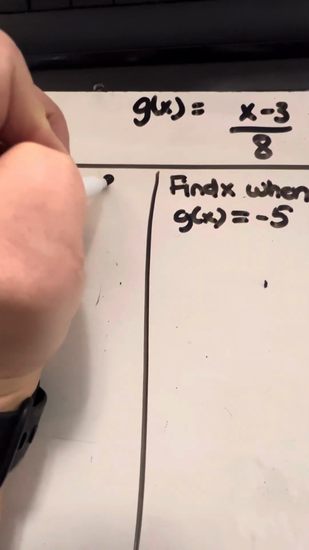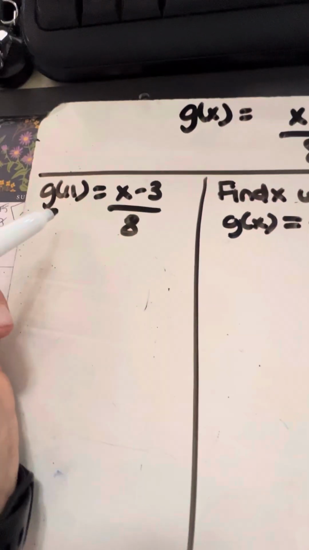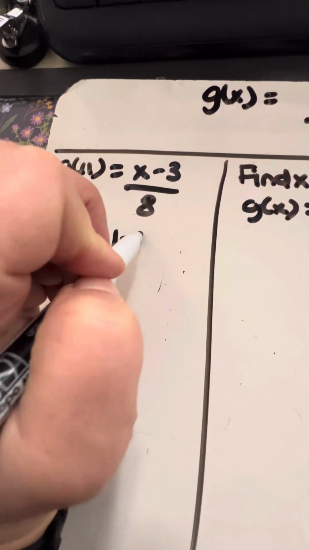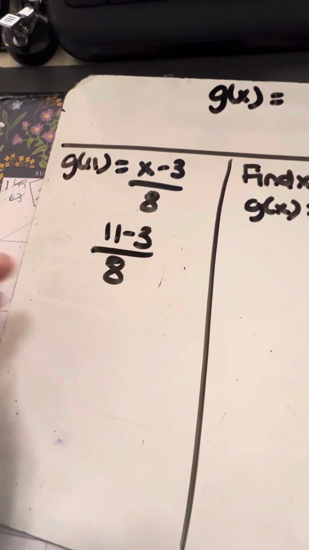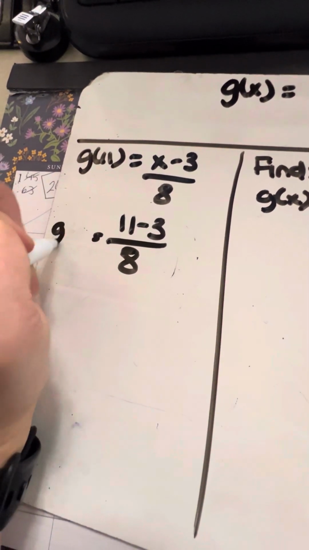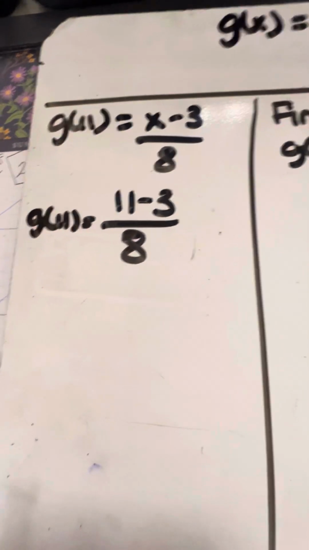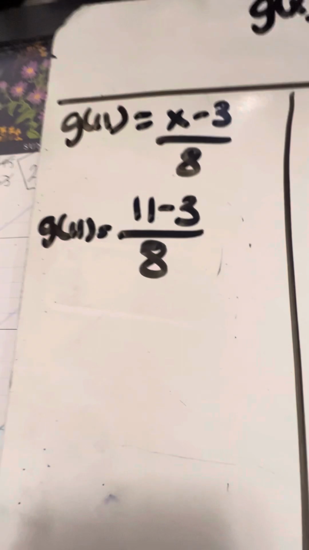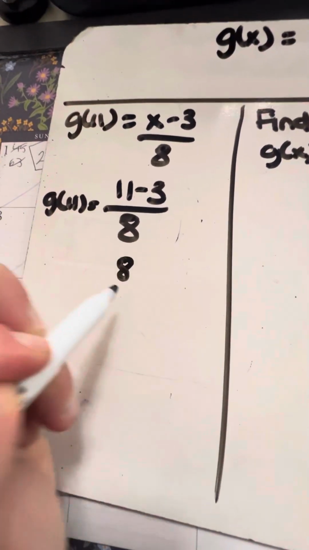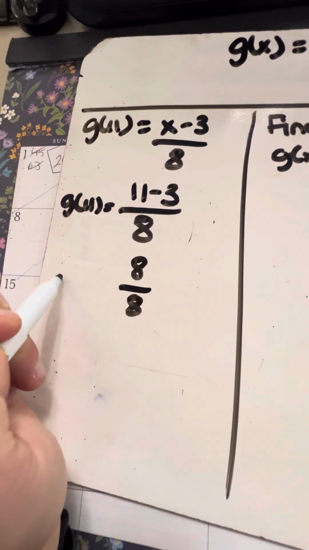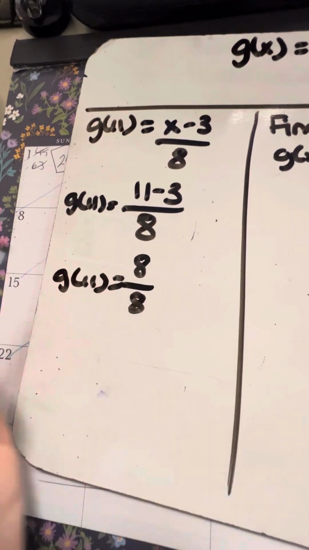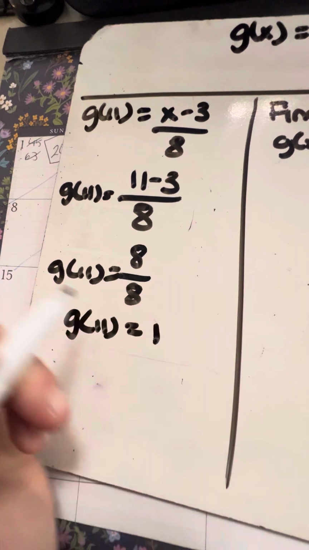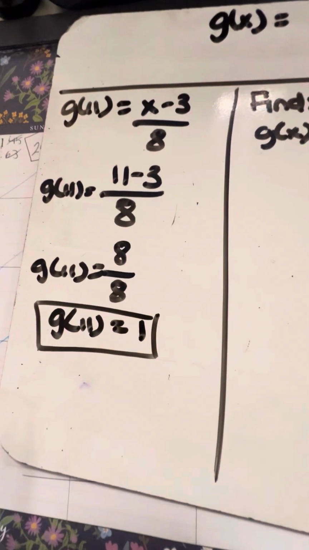So x minus 3 over 8. And since our x value is 11, we're just going to replace this x here with the 11 itself. And so we're going to end up with g of 11 is equal to 11 minus 3 divided by 8. And so when we do 11 minus 3, we have 8 on the top there, and then we have 8 in the bottom. And so g of 11 would be equal to 8 divided by 8, which is 1. So g of 11 is equal to 1 for this particular problem.